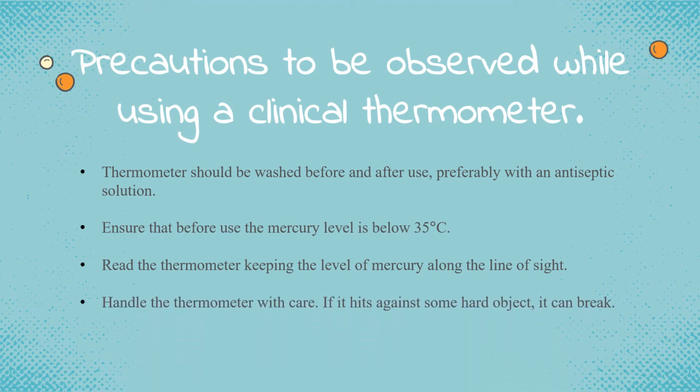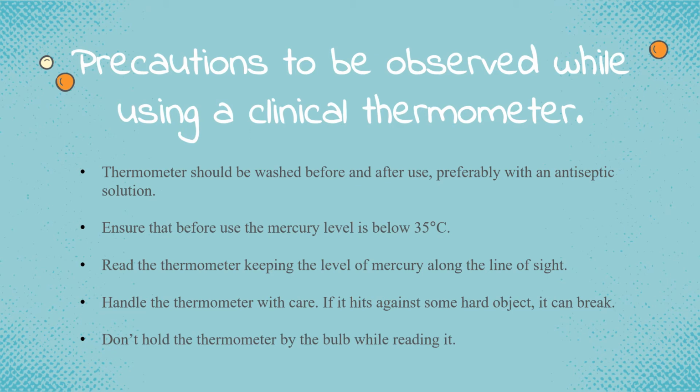And then, handle the thermometer with care. If it hits against some hard object, it can break. Thermometers are usually made of glass, so if it falls or hits anything strong or hard, it's going to break, which one is going to cause a mess, and two is harmful because of the mercury in it, and mercury can be harmful to the human body and the environment, as we discussed earlier.